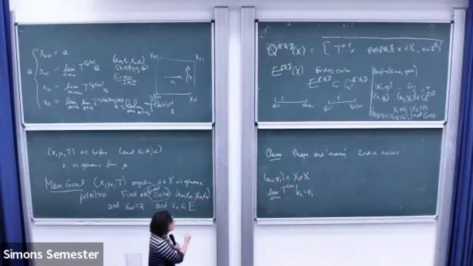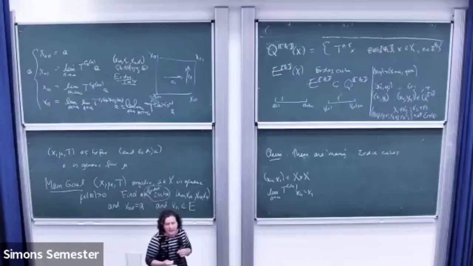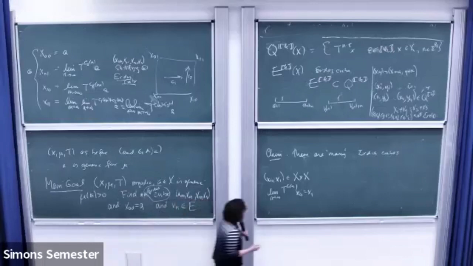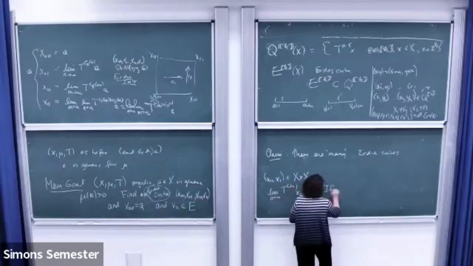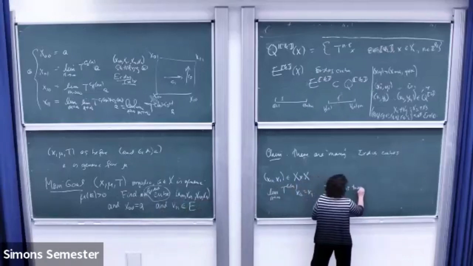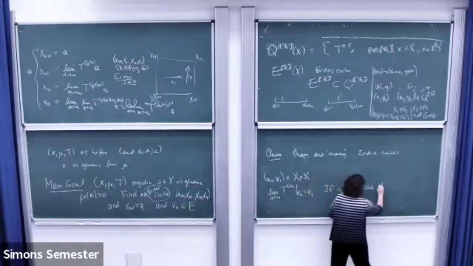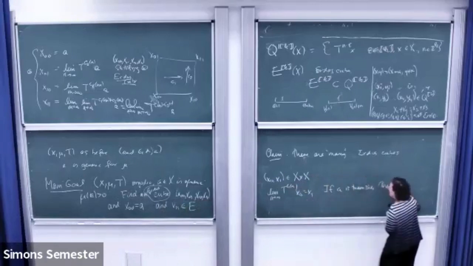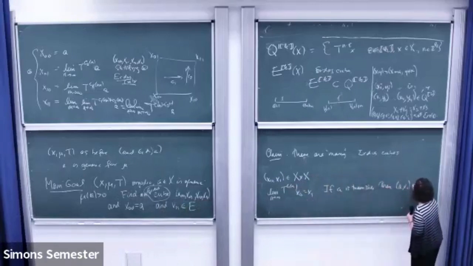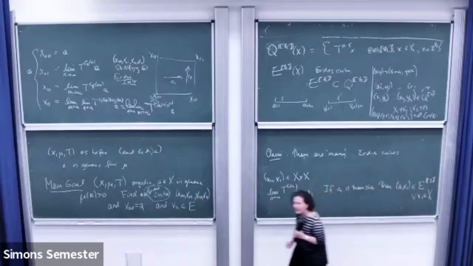If A is transitive, right, A is equal to x0. If A is transitive, then obviously I get every x1, and so everything would be in Erdos cube, for any choice. So if A is transitive, then Ax1 is an Erdos 1 cube for all x1.